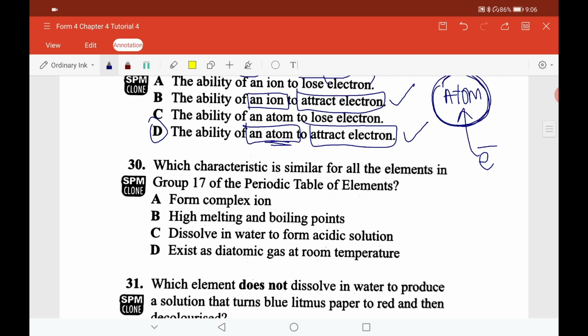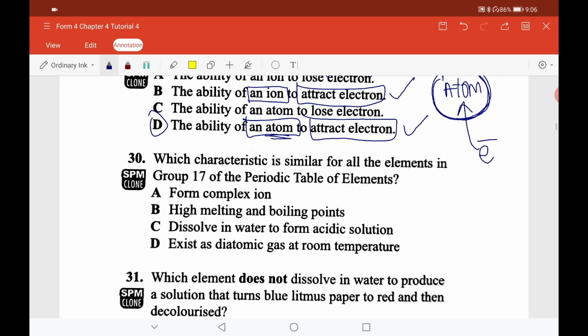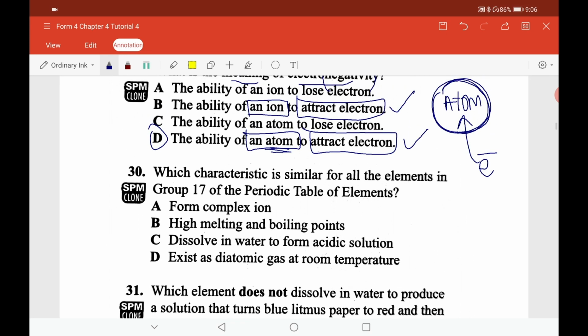Next one, which is the characteristic for all the elements in group 17? Number 1, it forms complex ion. Nope, we never learned that group 17 can form complex ion. High melting point and boiling point, this is wrong. Group 17 are non-metals, attracted by weak van der Waals force. Since the force is weak, the melting and boiling point should be low.